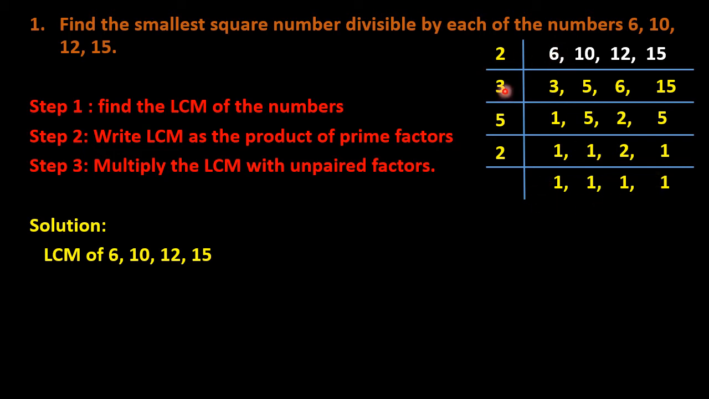Now we multiply 2, 3, 5 and 2 to get the LCM. After multiplying, we get 60 as the LCM of these four numbers. So we have completed the first step, where we had to find the LCM of the given numbers which are in the question.